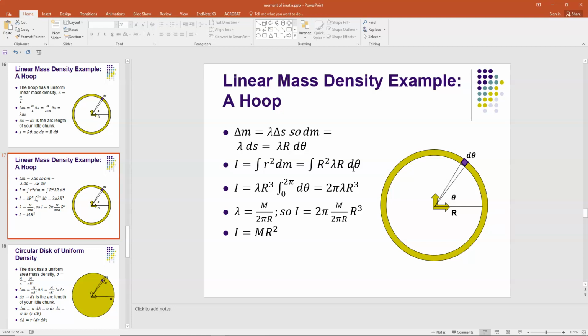But if we're asked to find what our linear mass density is, then we could remember that our linear mass density would be our mass per unit length, which is our total mass divided by our circumference. And if we wanted to plug in for that, we could do that.